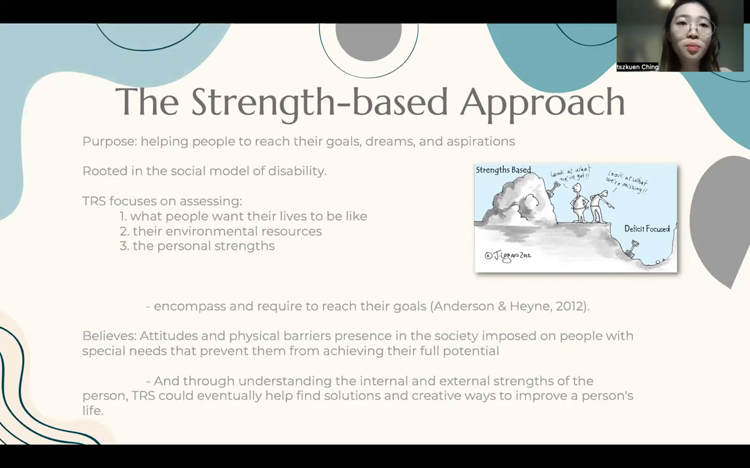The strength-based approach believes that it is the attitudes and physical barriers present in society, imposed on people with special needs, that prevent them from achieving their full potential. Through understanding the internal and external strengths of the person, TRS could eventually help find solutions and creative ways to improve a person's life.